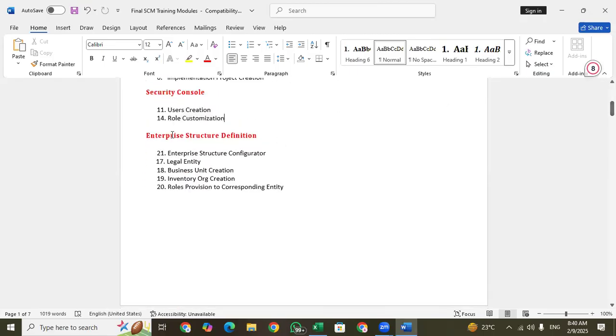And enterprise structure definition. Now the business has decided we are implementing Oracle Fusion Supply Chain Management application. Now we are going to start that. So how can we start? There is a hierarchy, right? For every organization structure, there is a hierarchy.